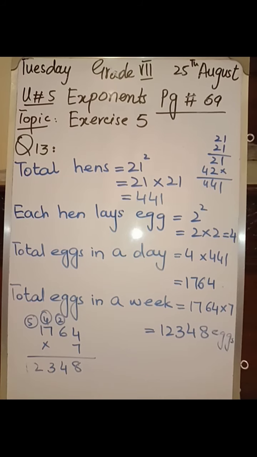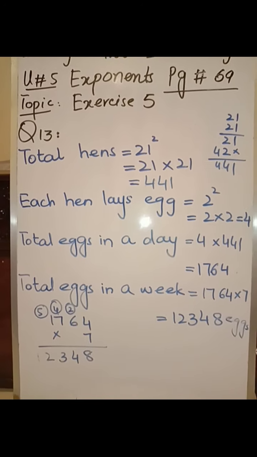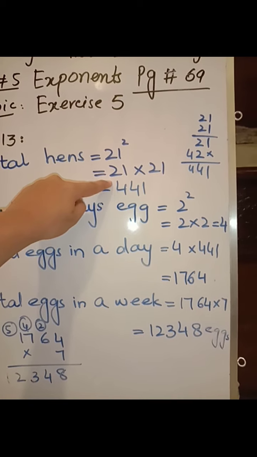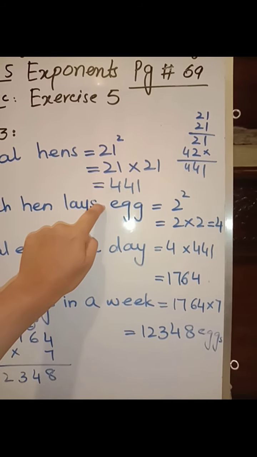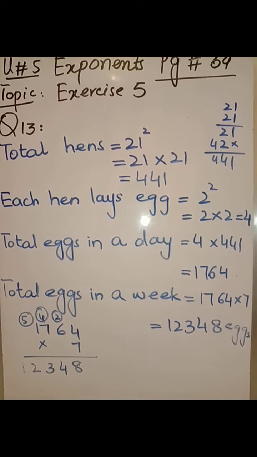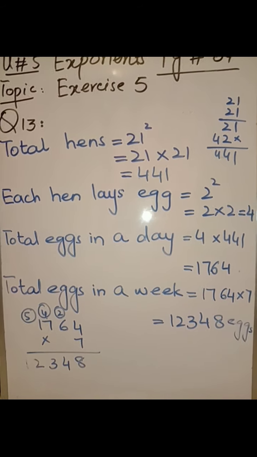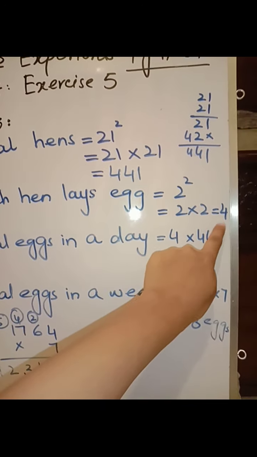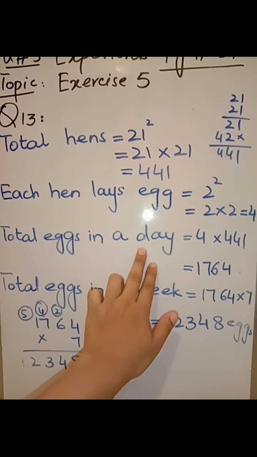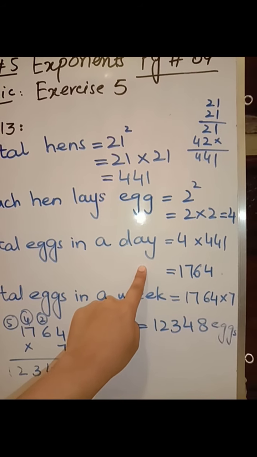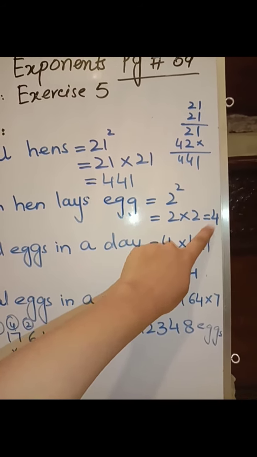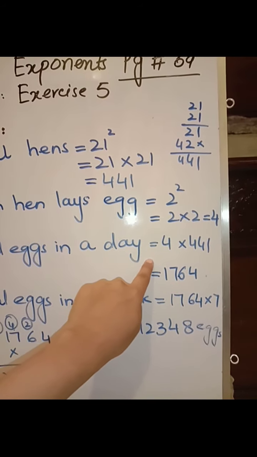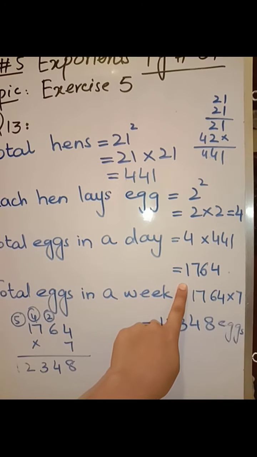Let's have a look. Students, as we are given, we have a total of 21 square hens, which means you have to multiply 21 with itself. You will get 441. Understand? The total number of hens in the poultry farm is 441. Each hen lays eggs, which is 2 square. 2 twos are 4. Then the total number of eggs in a day: what number of eggs will we get in a day? The number of eggs in a day by each hen multiplied by the total number of hens. 4 multiplied by 441, you will get 1764.